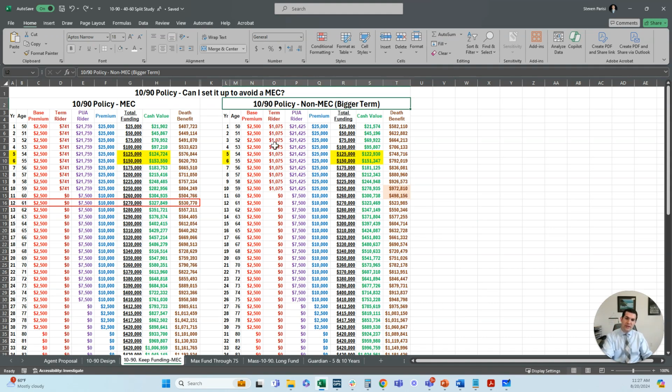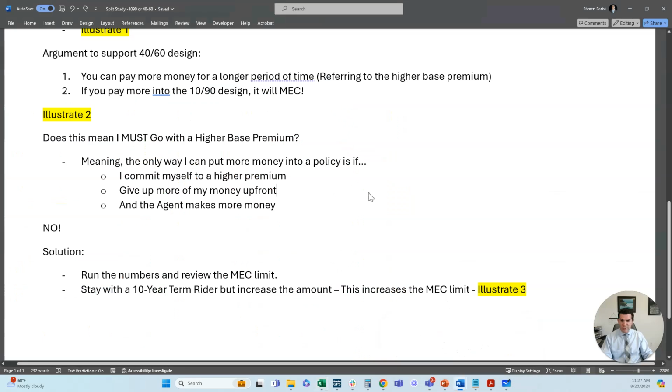All we did was make the term a little bit bigger. It's nice to be aware of. Like, I'd want to be made aware of that. If I'm interested in a whole life insurance policy, I want as much cash value as possible, upfront and long term. I don't want to be told, hey, you have to go with a $10,000 base premium and take a big hit on your upfront cash value if you want to pay more money in for longer. It's like, no, you don't. All you need to be aware of is the fact that we can add a little bit more term. That's one solution. Let's look at another.